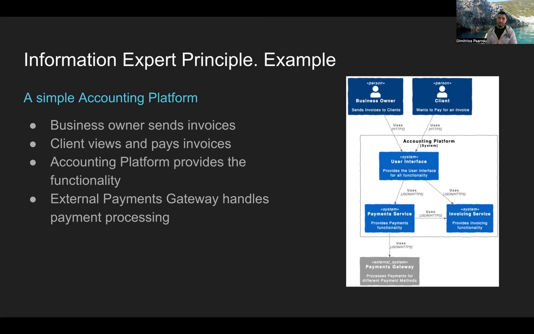Here we have a system context diagram using a C4 model that describes at a high level a simple accounting platform. At the top, you will find the two main user types for this system: the business owner, who is using the platform to send invoices to their clients, and the client of that business owner, who wants to pay the invoices using the platform. In the middle, you see the accounting platform, which is composed of a user interface, usually a web or even mobile application, and some backend services that provide the business functionality.